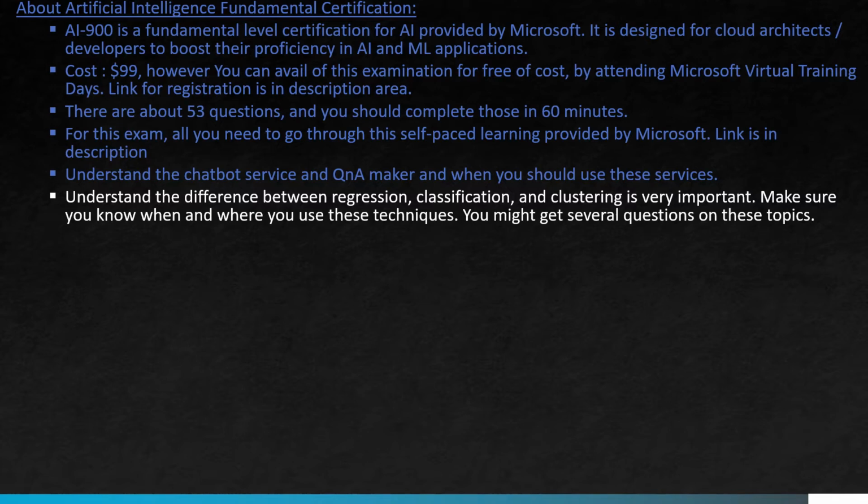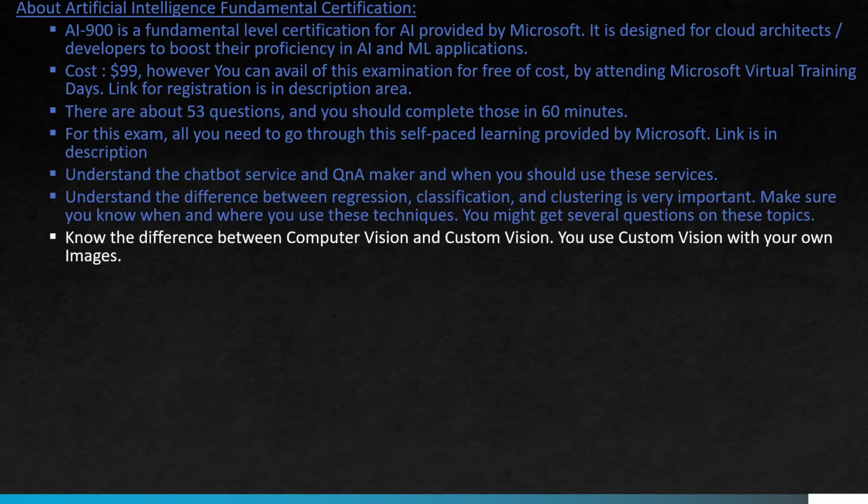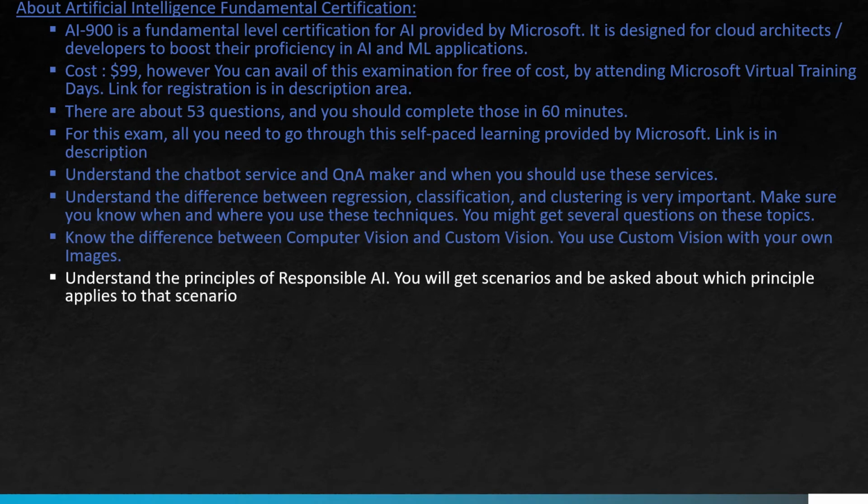What is regression, classification, clustering? In the case of machine learning, you need to understand all those topics, right? What is the difference between computer vision and custom vision? Okay, and how you can use custom vision with your own images. You can train the model by yourself.